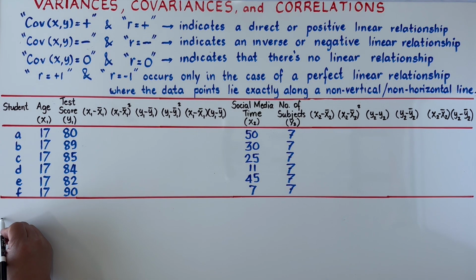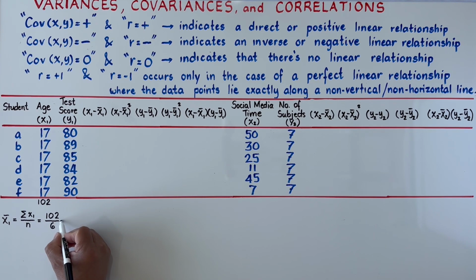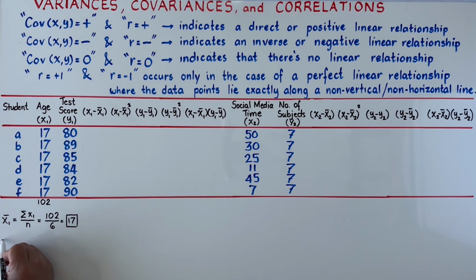We can compute the mean for x sub 1 because the mean is equal to the summation of x sub 1 divided by n. To get the summation, we just add these numbers here, and the sum is 102. So 102 divided by 6 because there are 6 of them, and this is equal to 17. You notice that all of the 6 students have the same age, so definitely the average is just 17.